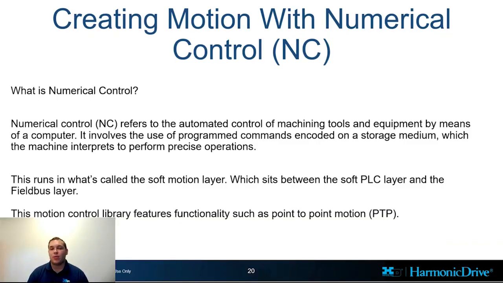So what happens is when you use NC, it essentially exists in what's called the soft motion layer. This is a layer that sits between your PLC and your field bus. And the whole idea is it helps translate some of those commands from, say, a user interface, such as jog, to actual specific commands in your system. So this is great for point-to-point motion, as well as general troubleshooting when you're initially creating a system. So I'm going to be using this specific numerical control functionality to create motion with our actuators.